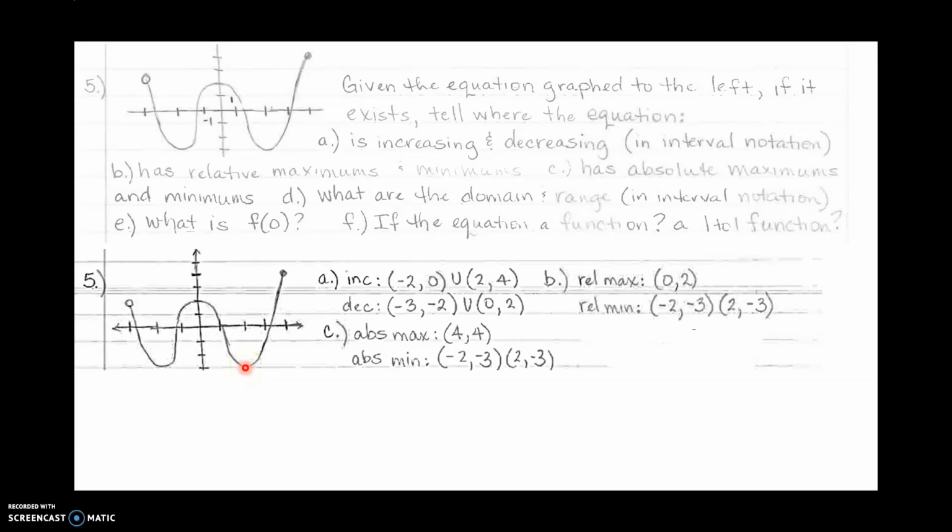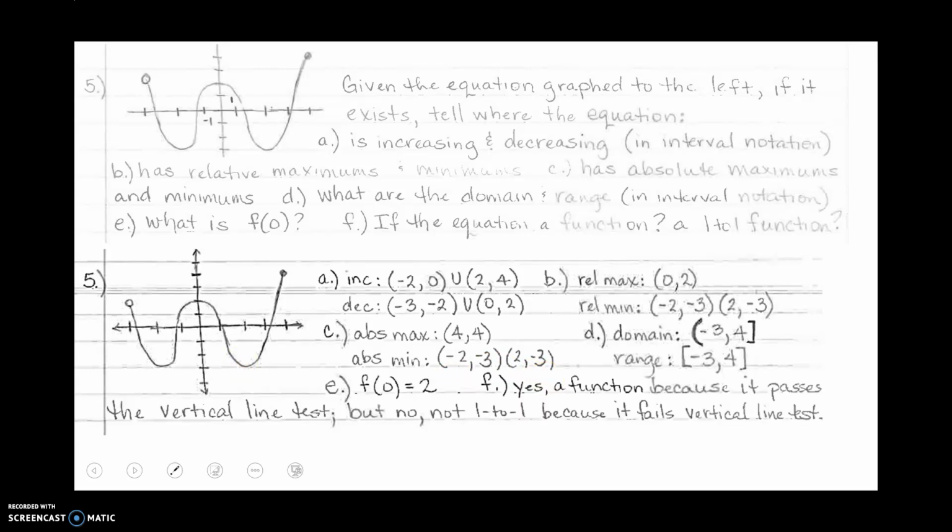All right, your absolute highest value on this whole graph is right there at (4, 4). So remember we said an endpoint can be an absolute. And the absolute lowest value is right here at -3. So at (-2, -3) and at (2, -3), that would be my absolute minimum.